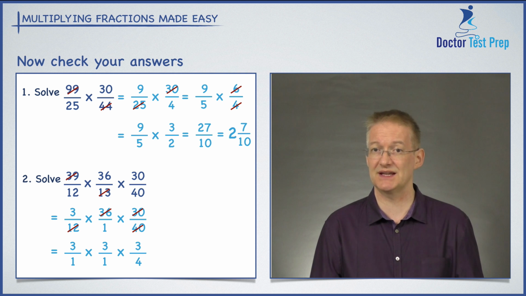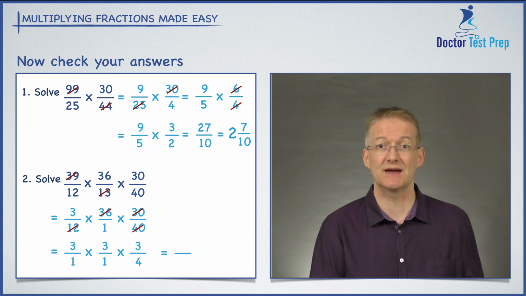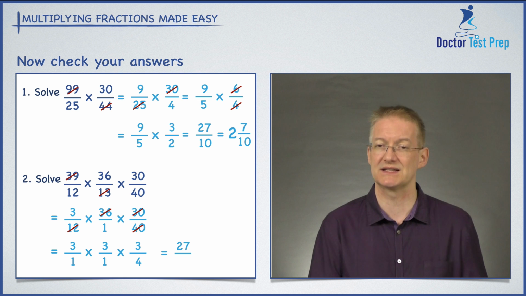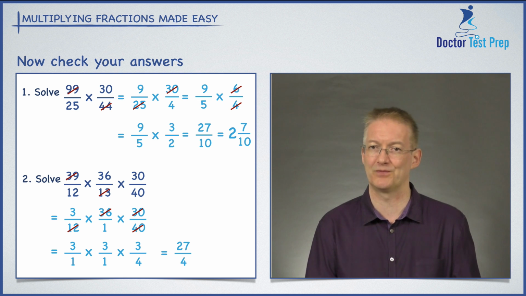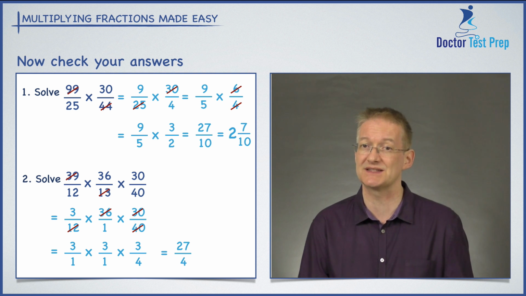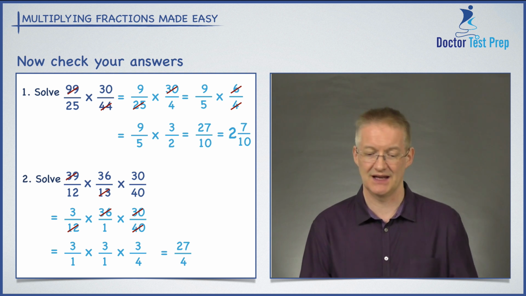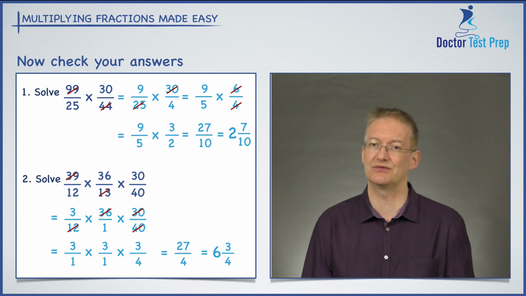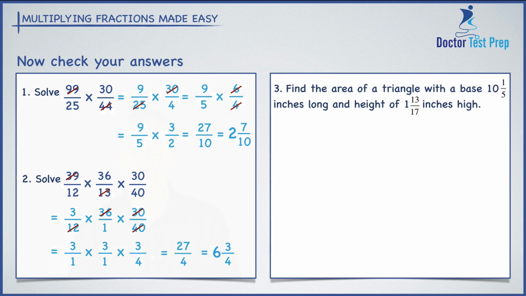Nothing else will reduce here, so when I multiply the numerators together, 3 times 3 times 3 gives me 27, and 1 times 1 times 4 gives me 4 on the bottom. So I have 27 over 4. If I wanted to turn that into a mixed number, I say, well, how many times does 4 go into 27? It goes 6 times, and I have 3/4 left over. So 6 3/4 is my answer there.